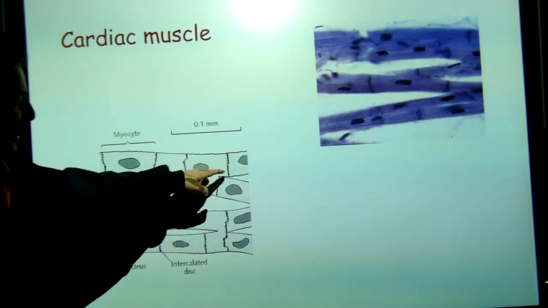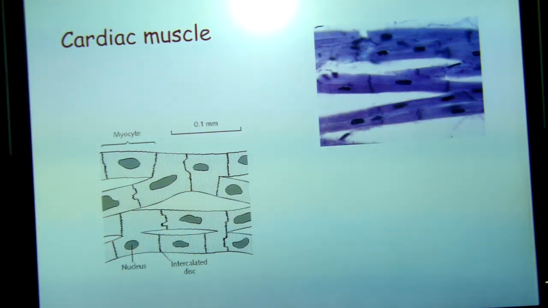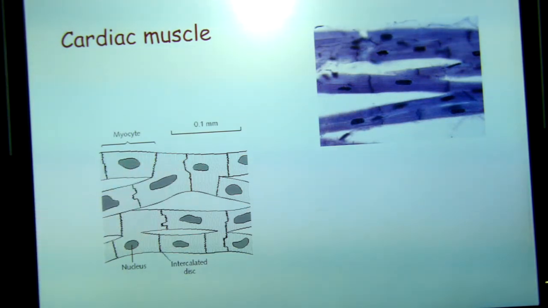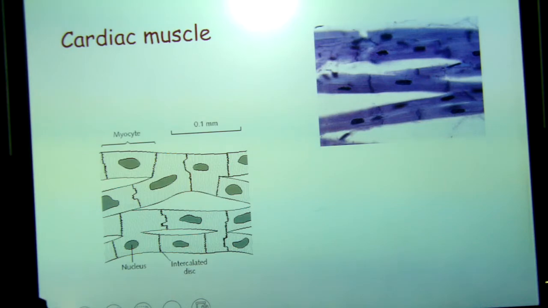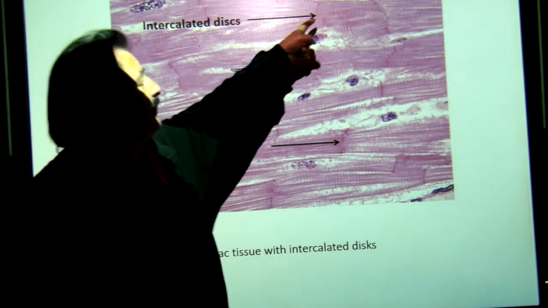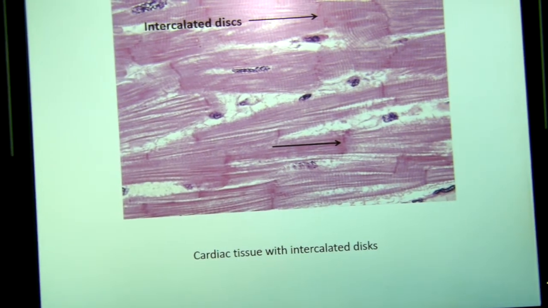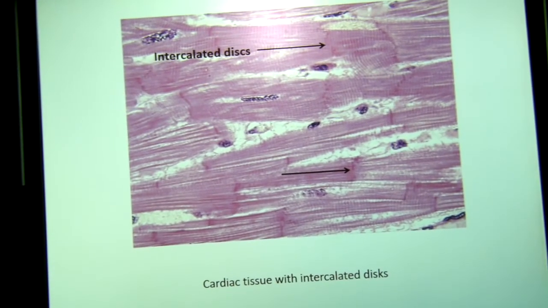But what is dividing each one of these are something called intercalated discs. Intercalated discs. These are your nuclei. All right. So what's an intercalated disc? Let me see if I can show you a little closer. Here you see the intercalated disc pointed out in the video, and I'm going to try to go a little closer.